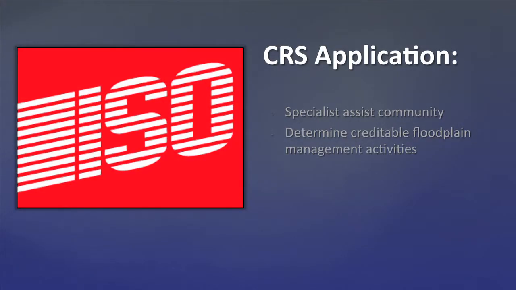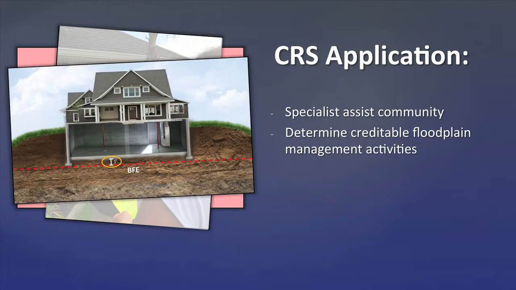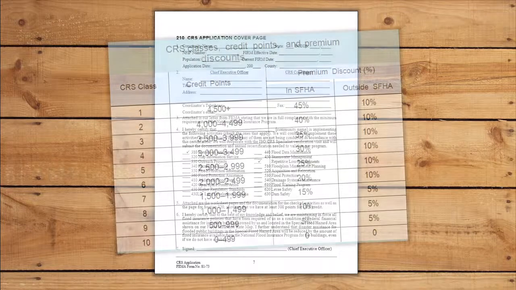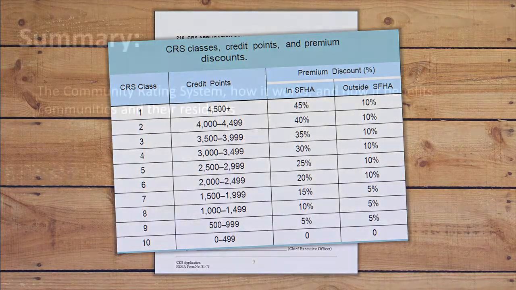Prior to the community preparing its CRS application, an ISO CRS specialist can assist the community in determining which of its existing floodplain management activities qualify for credit points. After the application and documentation have been submitted, the community's activities and performance are reviewed during a verification visit, after which FEMA establishes the credit to be granted.